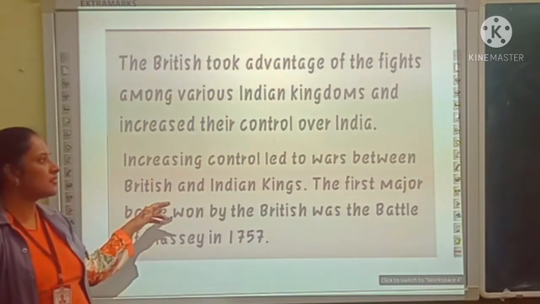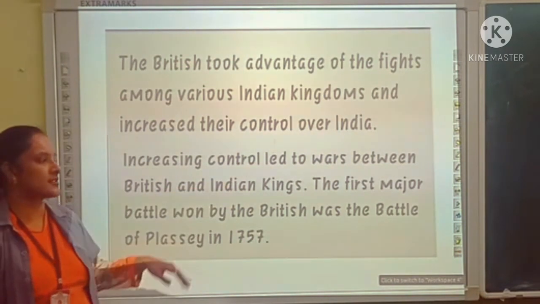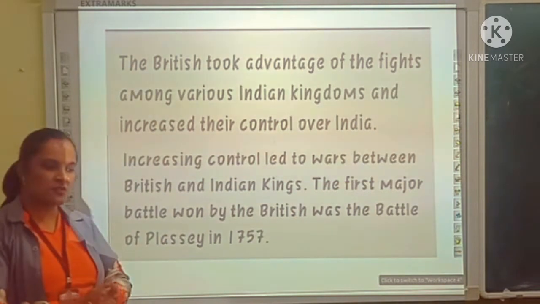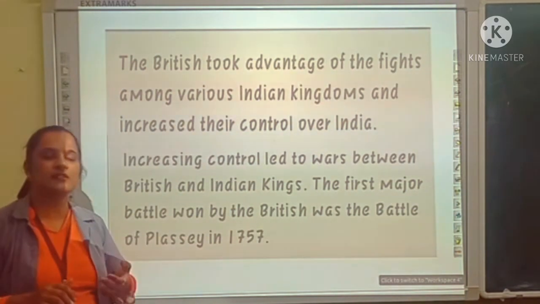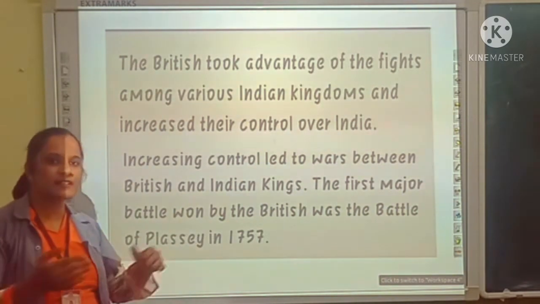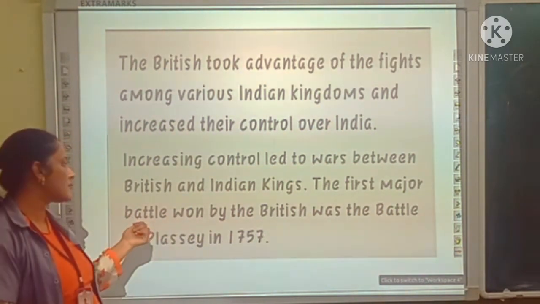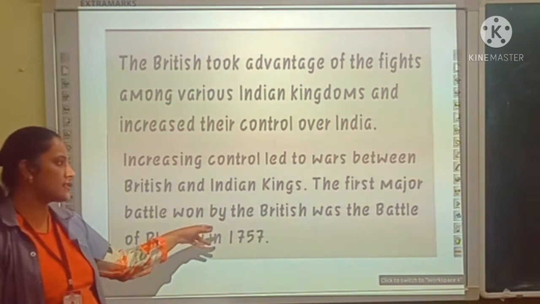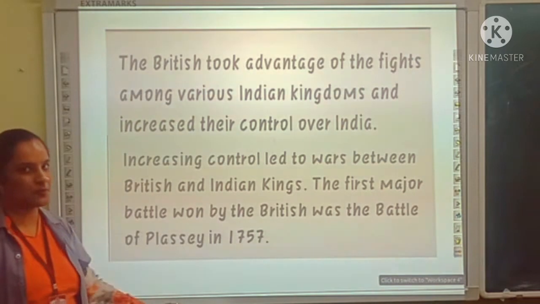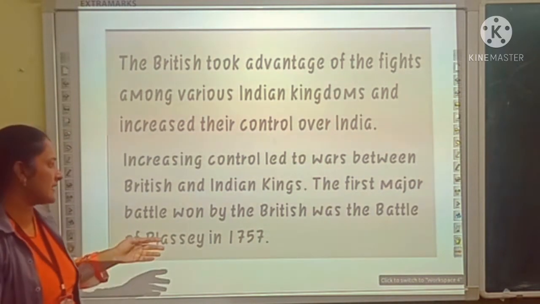Increasing control led to wars between the British and Indian kings. They started interfering so much and controlling so much that it created war between the Indian kings and the British. The first major battle was won by the British. The first war that happened, the British won it, that is the Battle of Plassey.